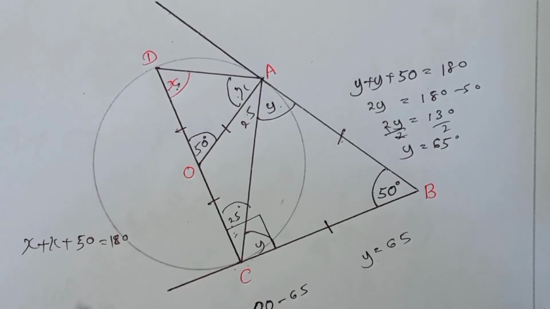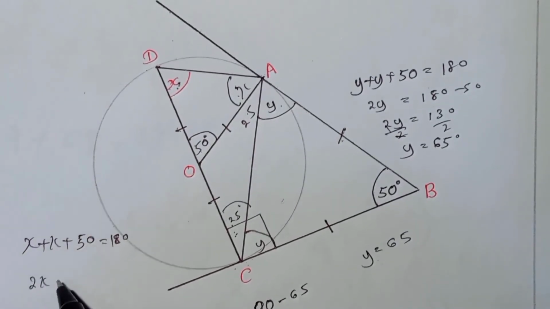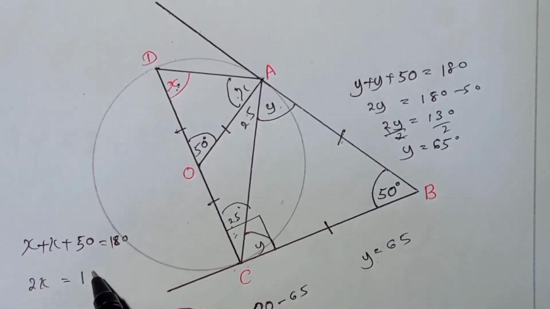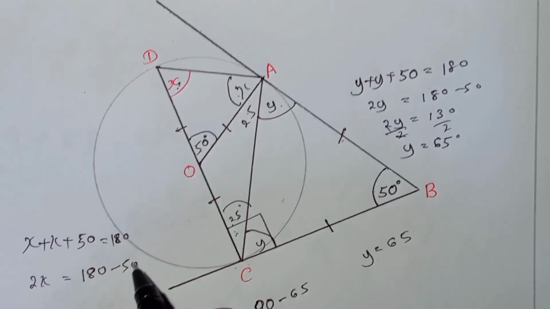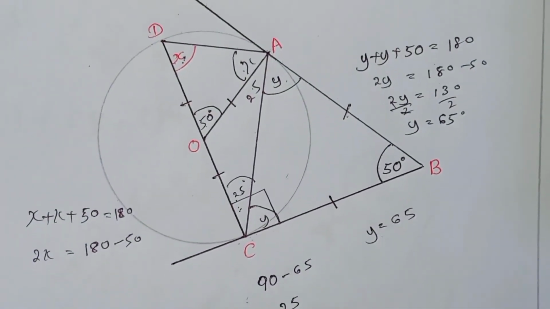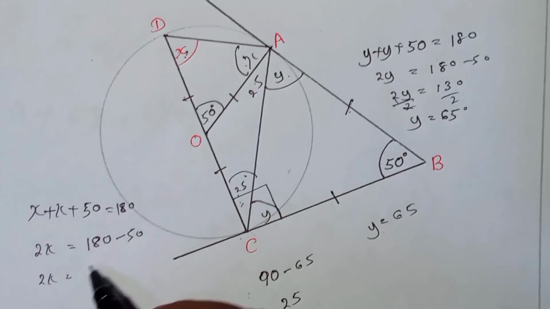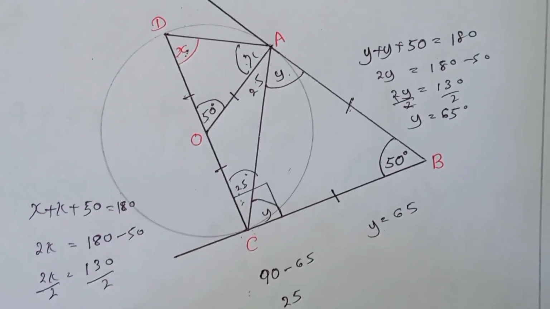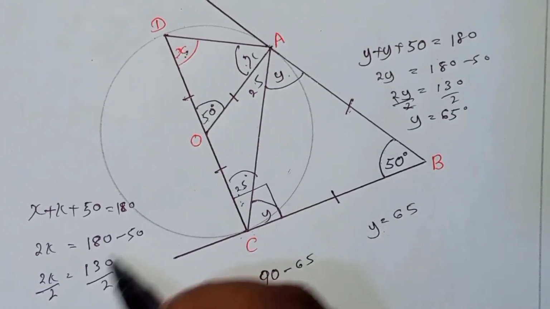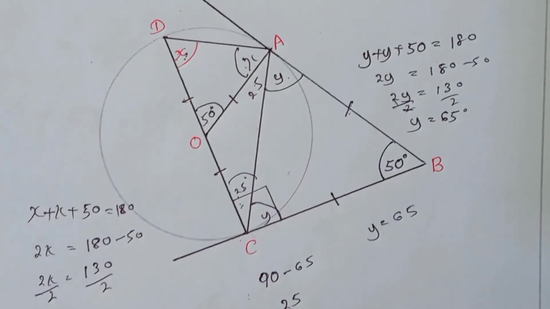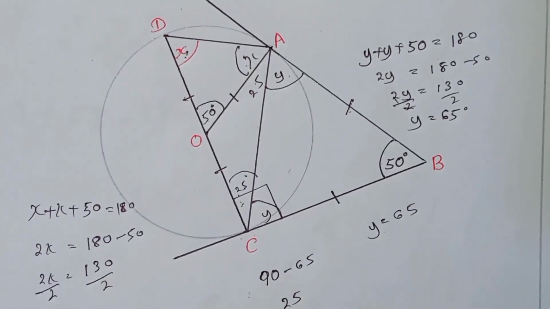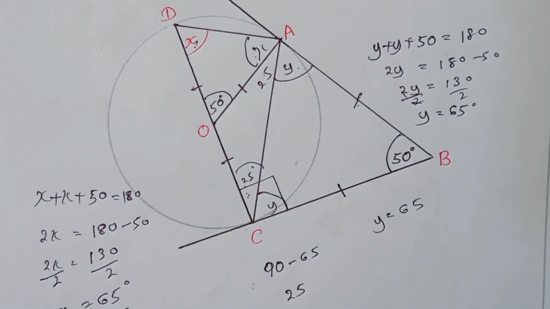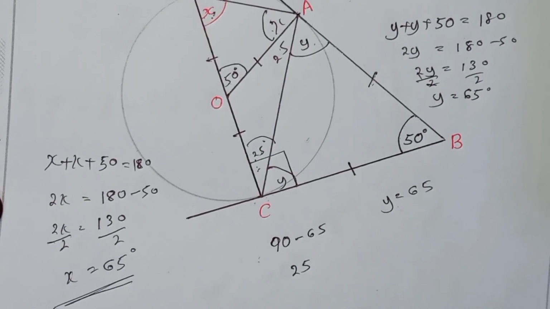Then what will be the answer here? 2x equals 180 minus 50, so 2x equals 130. Then divide both sides by 2. So x will be equal to 65 degrees. So that's the final answer for this one.